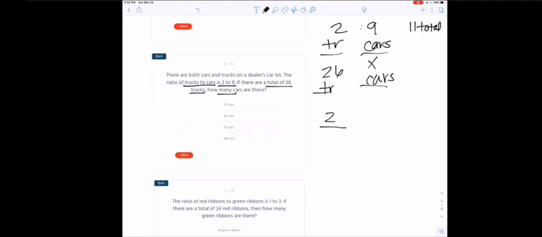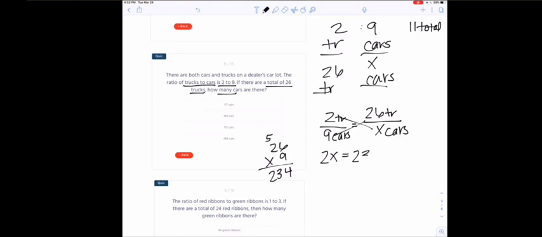Our first fraction is 2 trucks to 9 cars. It comes from our ratio. Our second fraction is 26 trucks to an unknown number of cars. So let's cross multiply. 2 times x is 2x. 26 times 9, I don't know, let's find out. 9 times 6 is 54, carry the 5. 9 times 2 is 18, plus 5, 23. We're going to divide by 2 so we can isolate the x, and let's do 234 divided by 2.